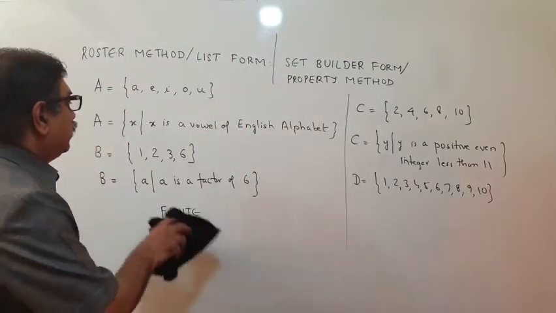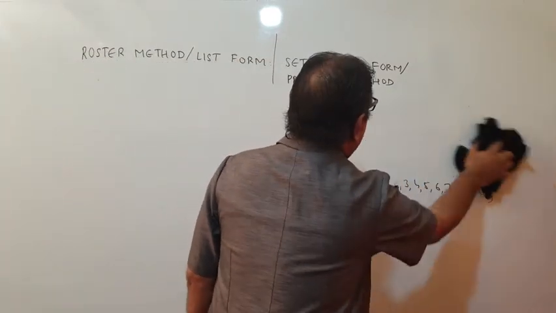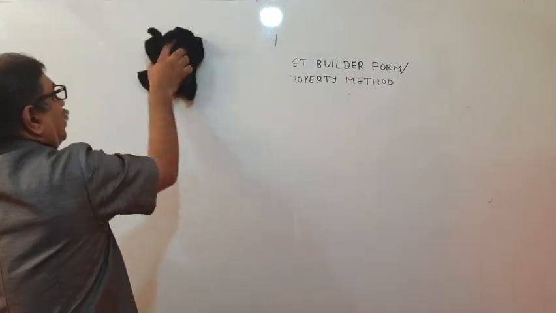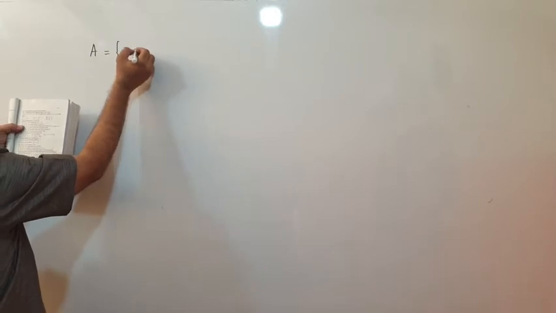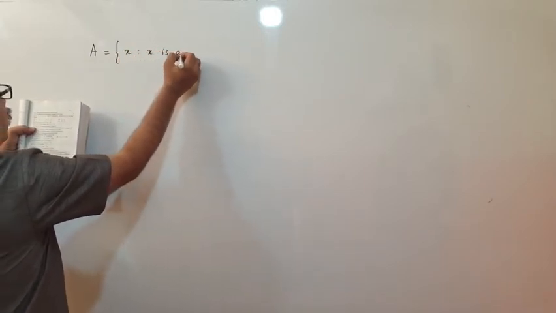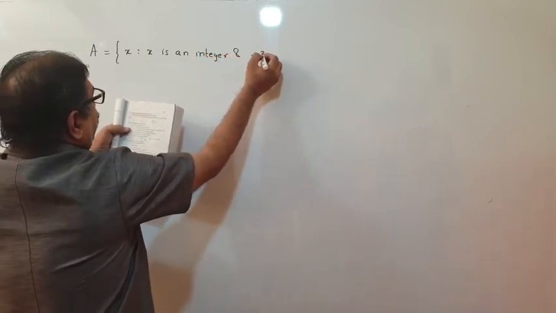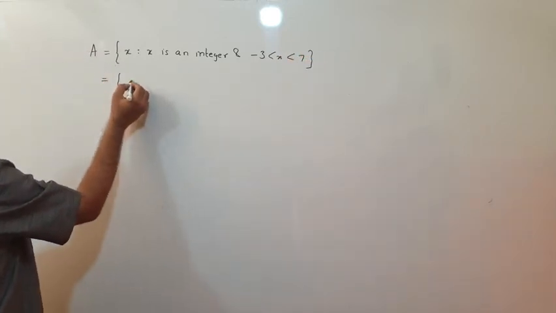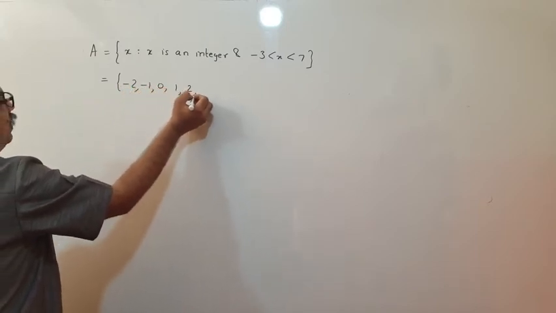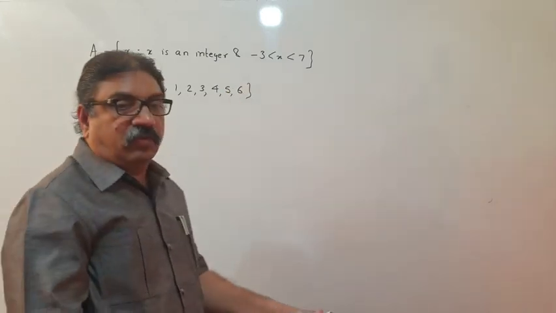So I told you about the roster method, which is also called list form, then the set builder form or property method. Going on to this question, it says write the sets in roster form. A is given as x such that x is an integer and -3 < x < 7. So what are the elements between -3 and 7? It will be -2, -1, 0, 1, 2, 3, 4, 5 and 6. This is the list form of this set.